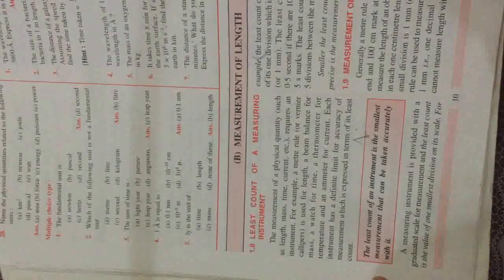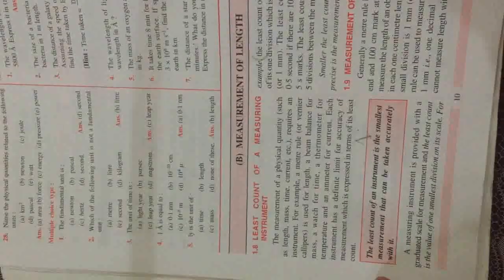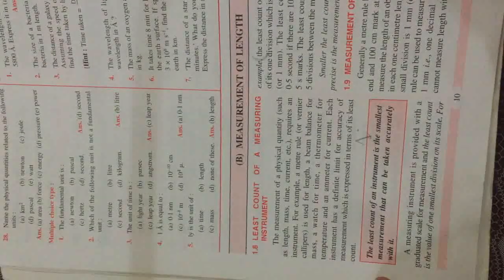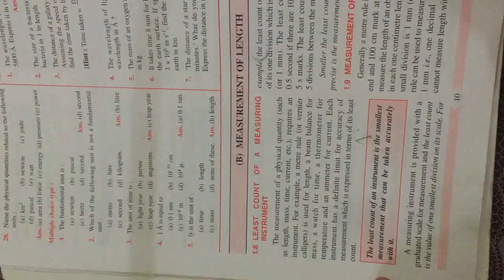Let us start 1B exercise, least count of a measuring instrument. So least count of an instrument is the smallest measurement which can be taken accurately with an instrument. If we consider meter scale, we measure length with the help of meter scale or meter rule. The smallest length which we can measure with the help of meter scale is 1 millimeter. The smallest reading which is available on the meter scale is 1 millimeter.